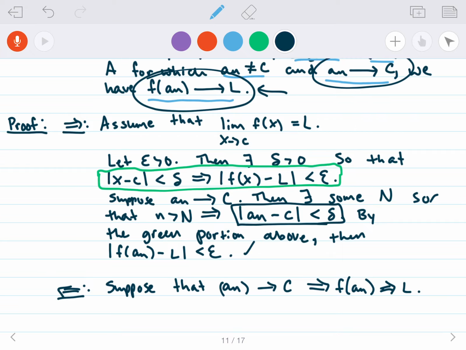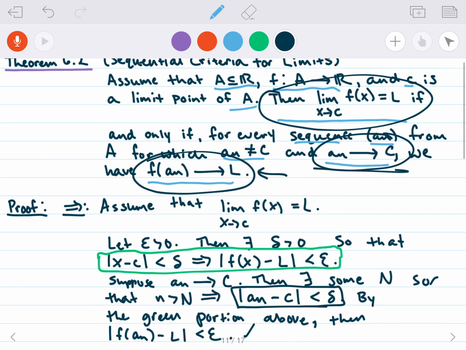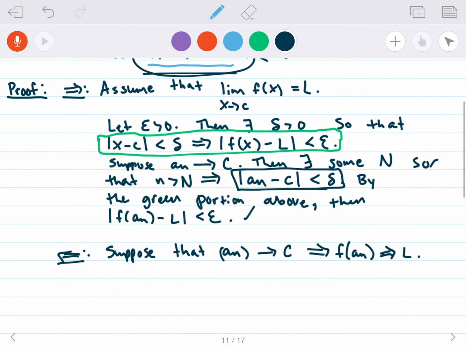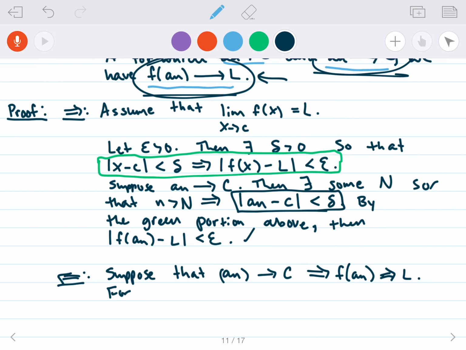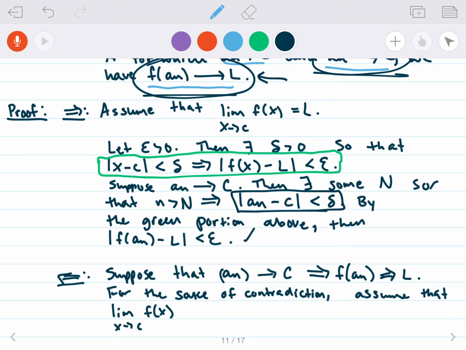Subject, predicate. Okay, but I think you guys know what I'm saying. It's like the second part of the statement. We assume that. So assume this is true. And for the sake of contradiction, we're going to assume that the limit as x approaches c of f of x is not equal to L. Okay? So for the sake of contradiction, assume that the limit as x approaches c of f of x is not equal to L.